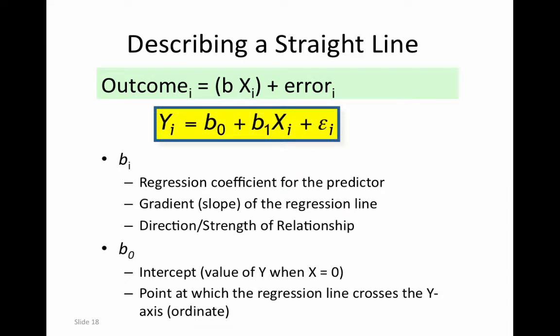Describing a straight line. We have the regression coefficient for the predictor variable, the gradient of the regression line, and the direction and the strength of the relationship. There's also the intercept, the value of y when x equals 0, and the point at which the regression line crosses the y-axis. For the first formula, b equals Pearson's r. The yellow highlighted formula is the unstandardized version of b, while the formula in green is the standardized. Just like correlation, we have covariance with the two variables, and the Pearson's r correlation coefficient.